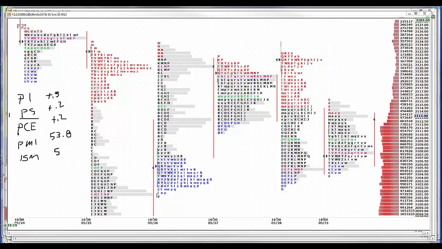ISM manufacturing, 51.8, will be number two focus, and then construction spending, I don't think anybody pays any attention to, plus 7/10, and that number almost always comes in lower. So ISM is number two, and personal spending is number one.